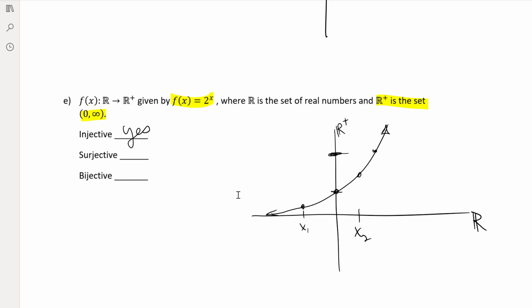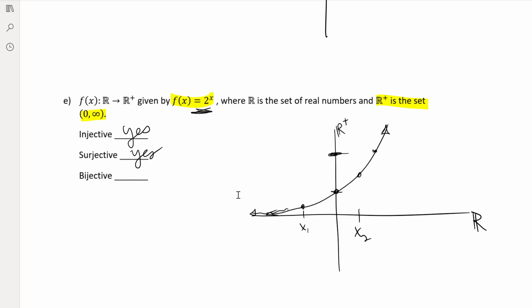Is this surjective? Well, it is if you define it with a codomain or a range of R plus. So it is a 1-to-1 function that is onto the positive reals. So this is also a yes, right? Because every single positive real will be an image from this function. This function produces every single number, but it never hits 0. This thing will get closer and closer to 0.